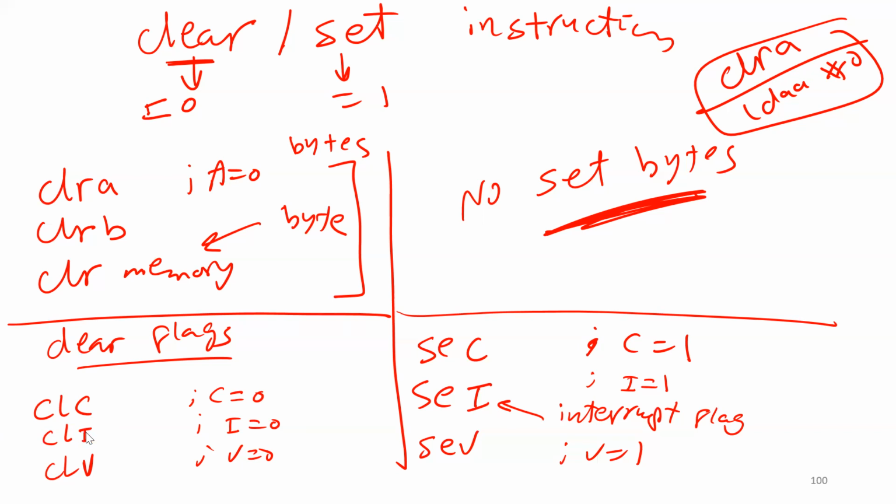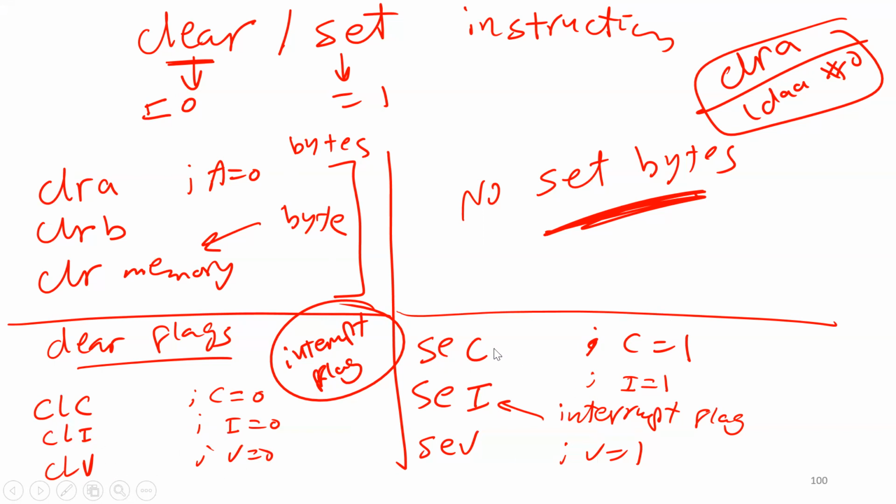Clear I flag. I didn't talk about this I flag, I'm going to explain it later in this course. The I flag is actually the interrupt flag. We're going to need it in this course. So here you can clear the carry flag, you can clear the interrupt flag, you can clear the B flag.